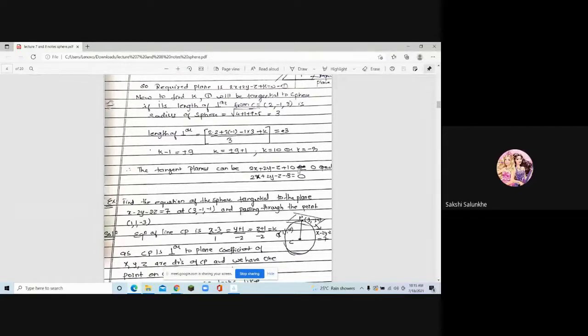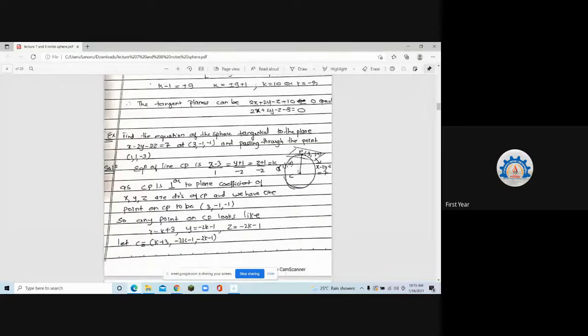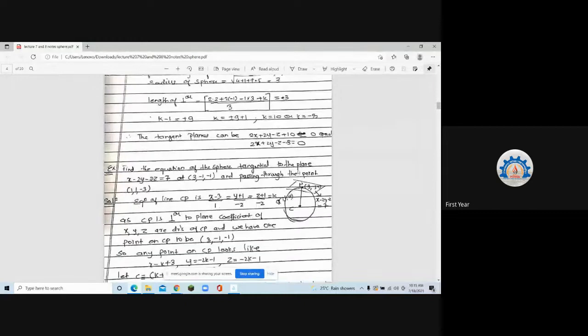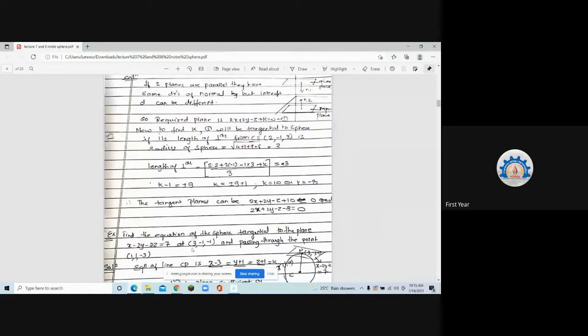Yes, ma'am. Okay. Now look at the next type of question that can be asked. Find the equation of sphere tangential to the plane. This is a plane. And at the point (3, -1, -1) and passing through the point (1, 1, -3).